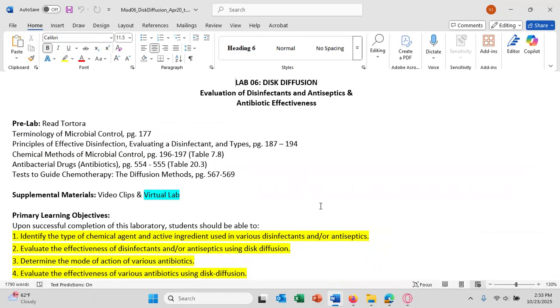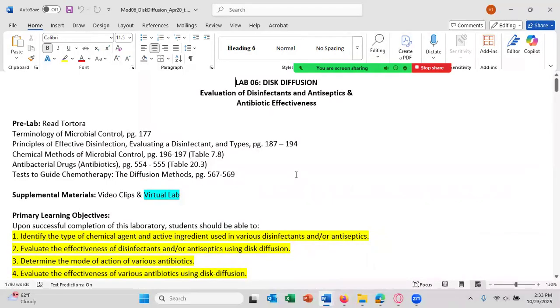As is normal, there is some reading for this lab. So please read page 177 of your textbook, pages 187 to 194, pages 196 to 197, pages 554 to 555, and pages 567 to 569. These are all on topics involving this lab. There is a virtual lab for today.